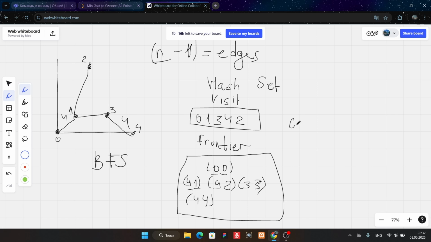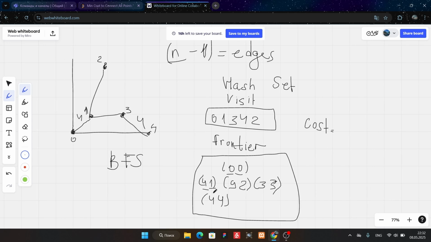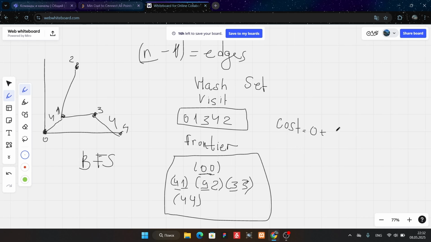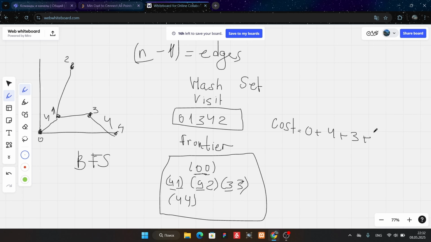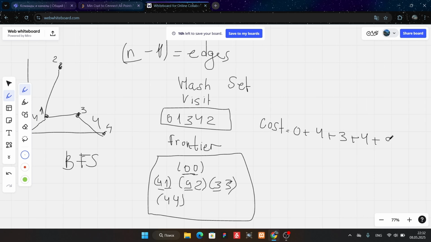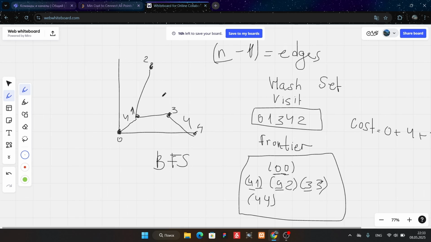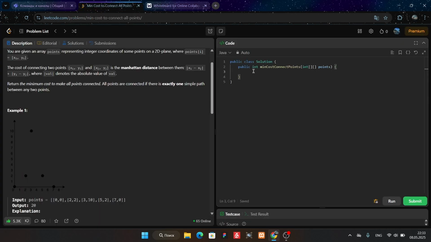When we're doing this, we are summing all of these costs to find out the minimal cost to connect the nodes. 0 plus 4 plus 3 plus 4 plus 9 is equal to 20. And that's how we solve it. And let's write the code.